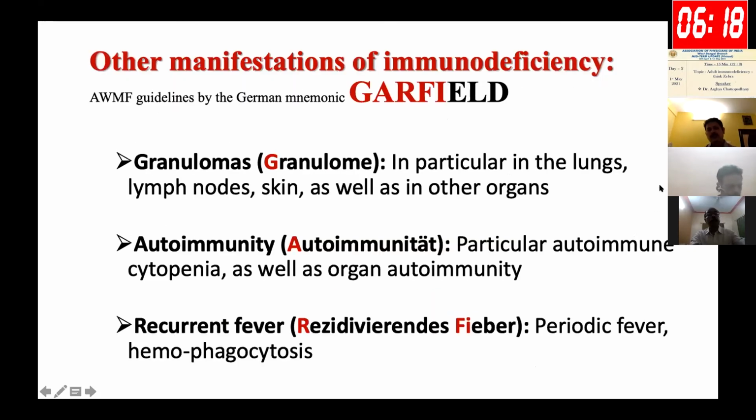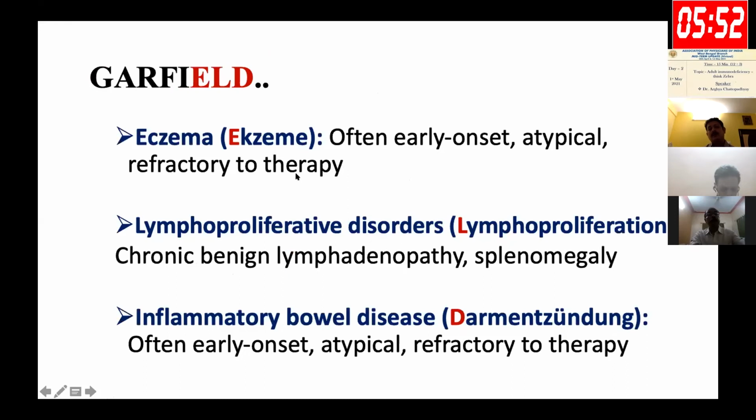Is it just infection? Absolutely not. It is something beyond infections. There can be non-infectious manifestations, again proposed by the German society with the mnemonic GARFIELD. G stands for granuloma, particularly in the lungs, lymph nodes, skin, and other organs. Autoimmunity can be one of the presentations of primary immune deficiency disorder, along with periodic fever and hemophagocytosis, eczema, lymphoproliferative disorder, and inflammatory bowel disease. Like early onset inflammatory bowel disease with atypical presentation, refractory to therapy, start thinking of whether you are dealing with a primary immune deficiency disorder.